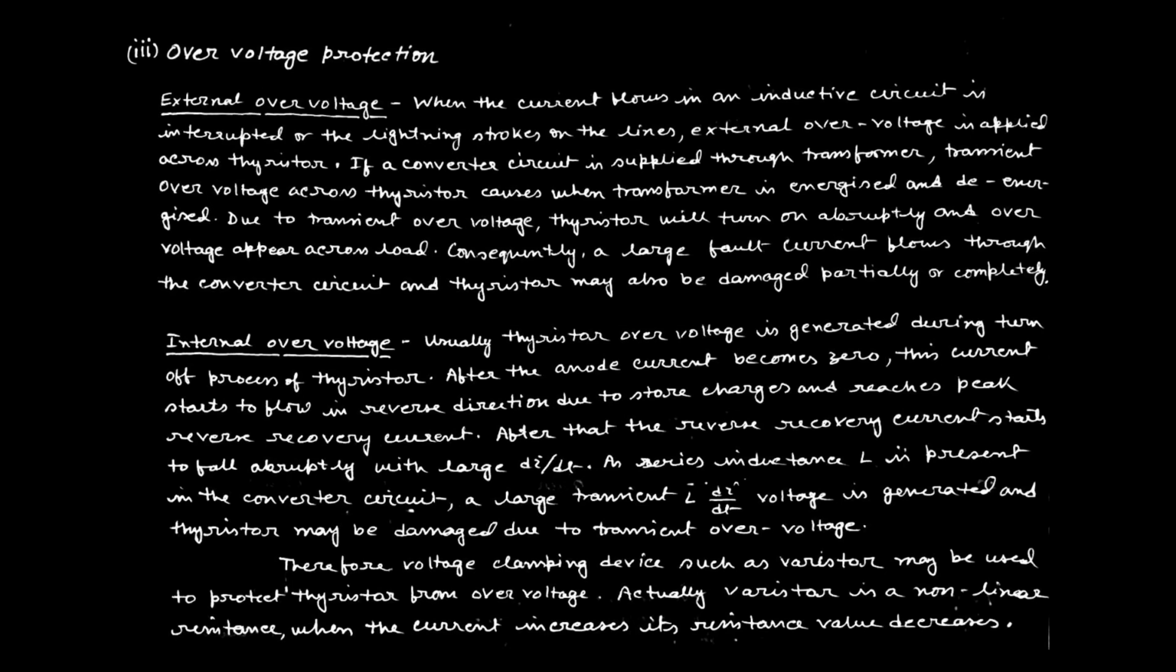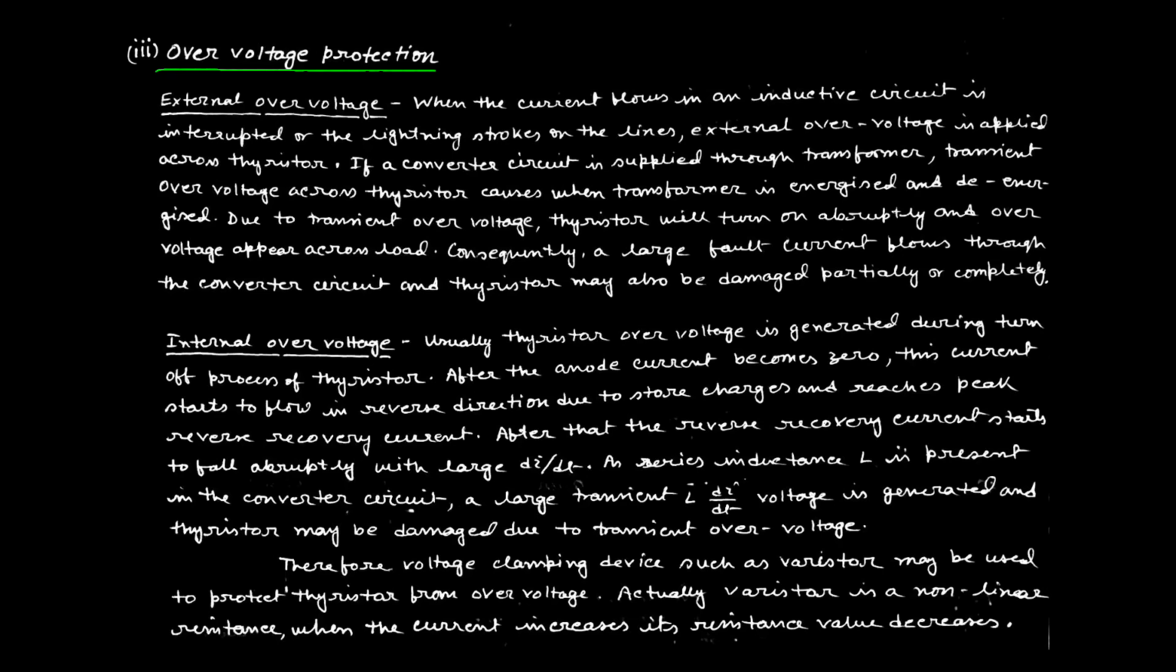This is overvoltage protection. Actually, it is two types, external overvoltage and internal overvoltage. In case of external overvoltage, when the current flowing in the inductive circuit is interrupted or lightning strikes the lines, external overvoltage appears across the thyristor. If a converter circuit is supplied through the transformer, transient overvoltage across the thyristor is caused when the transformer is energized and de-energized during grid connection.